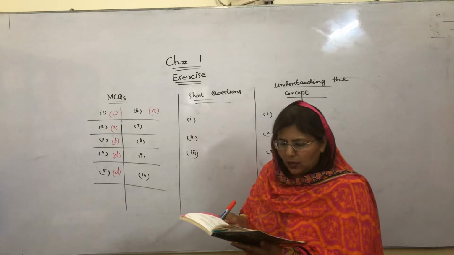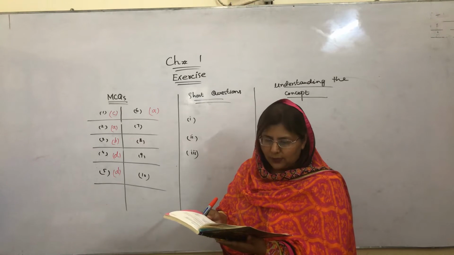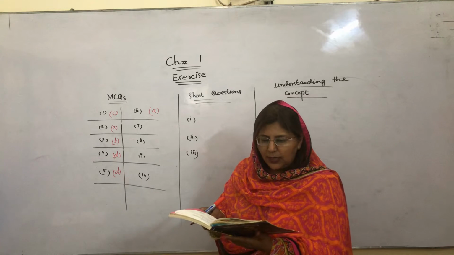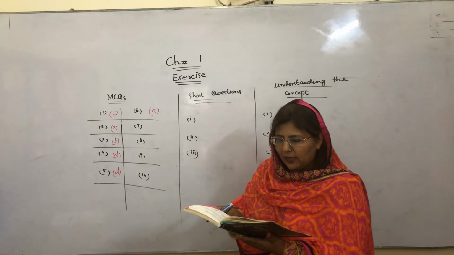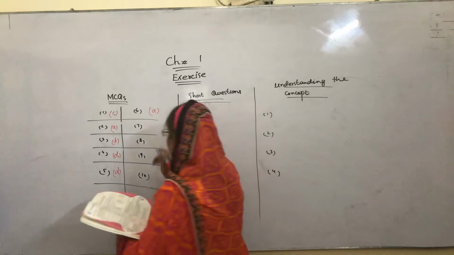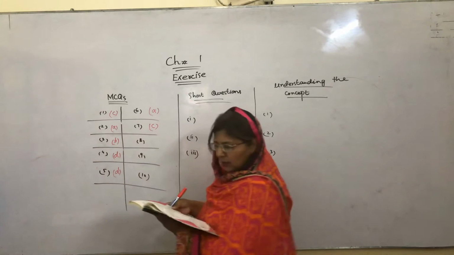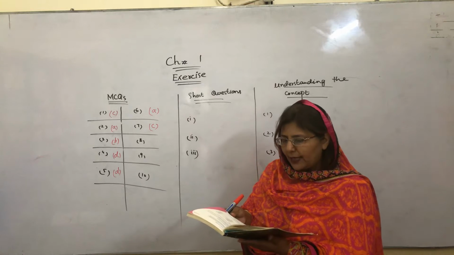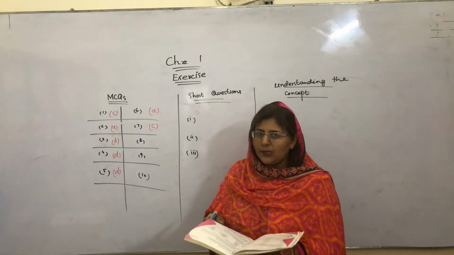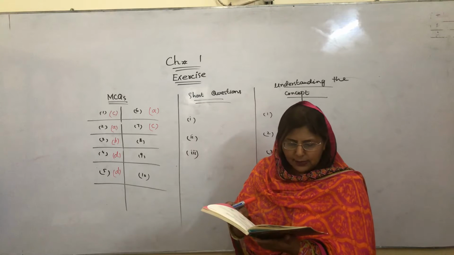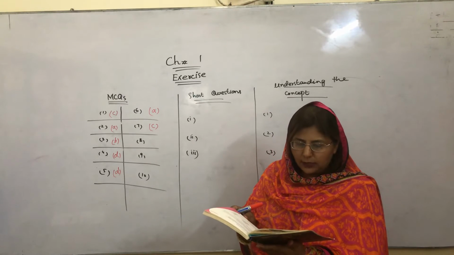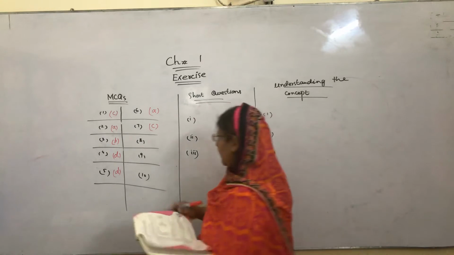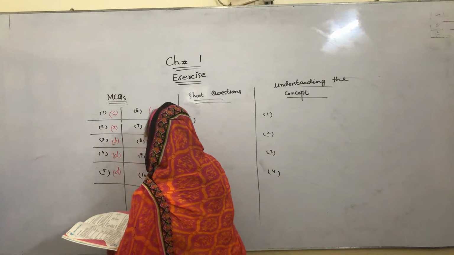Then number 7, point out the false statement about respiration. Four options are given. Option C is correct: in emphysema, the walls of alveoli break and there is more surface area. Question number 7, option C is correct. Number 8, a disease involving the breakdown of air sacs of the lung is. Air sacs means alveoli. So answer options are pneumonia, bronchitis, asthma, and emphysema. So option D is correct. Question number 8, option D is correct.